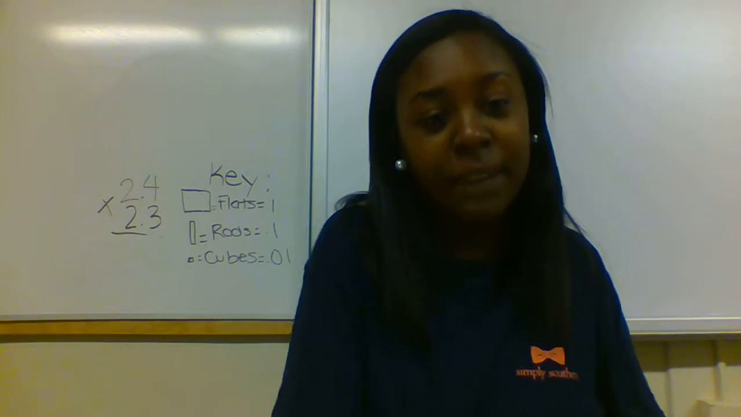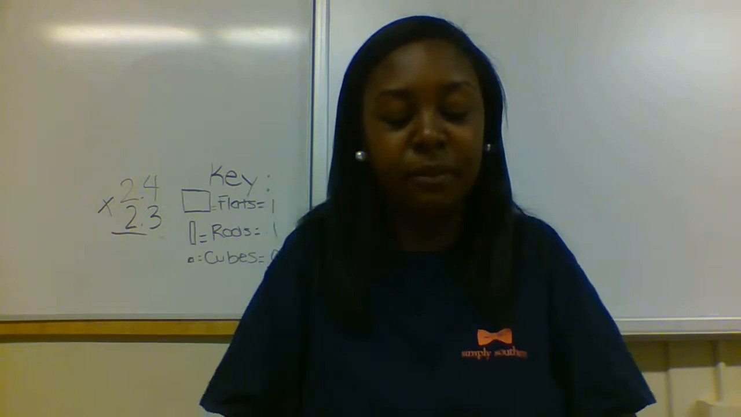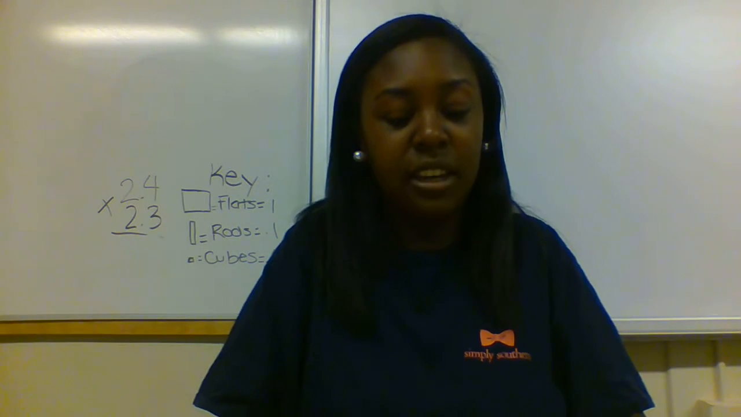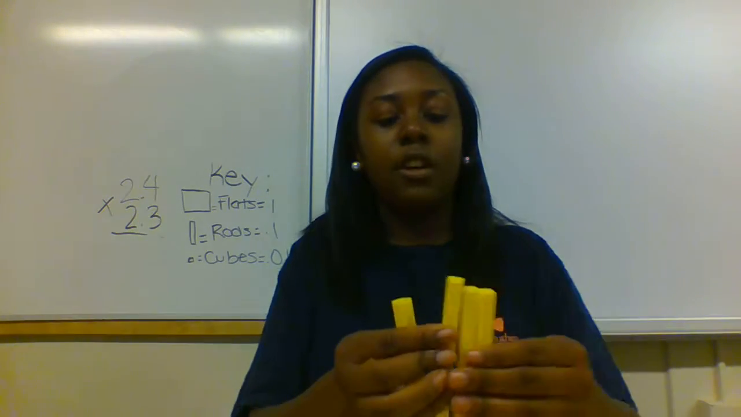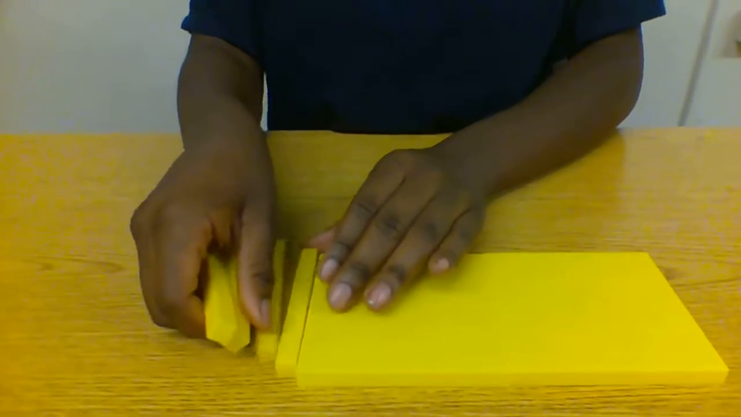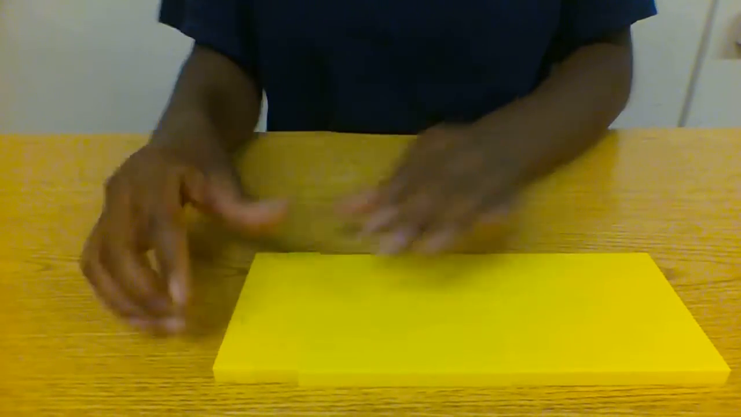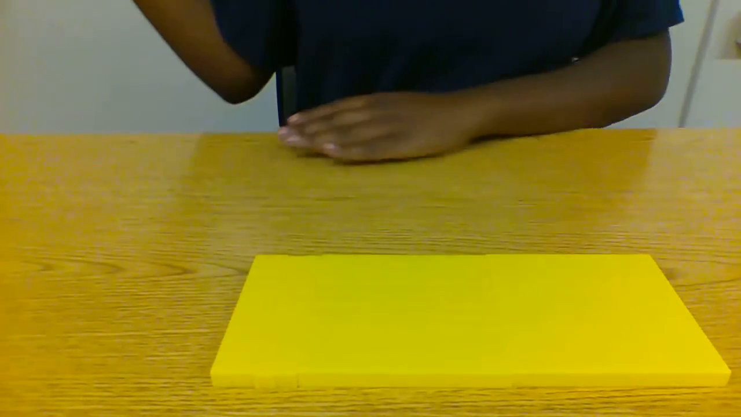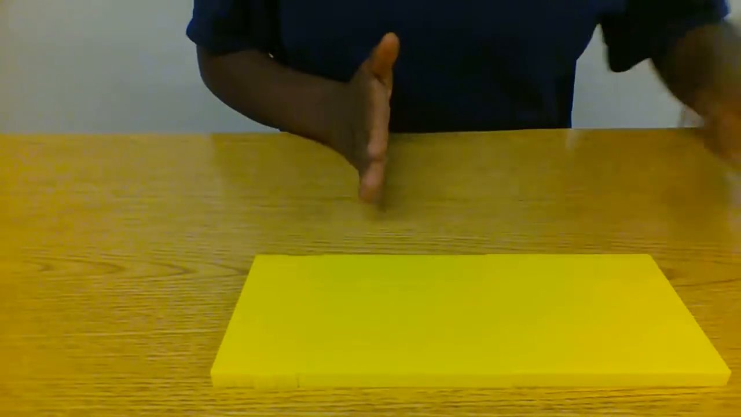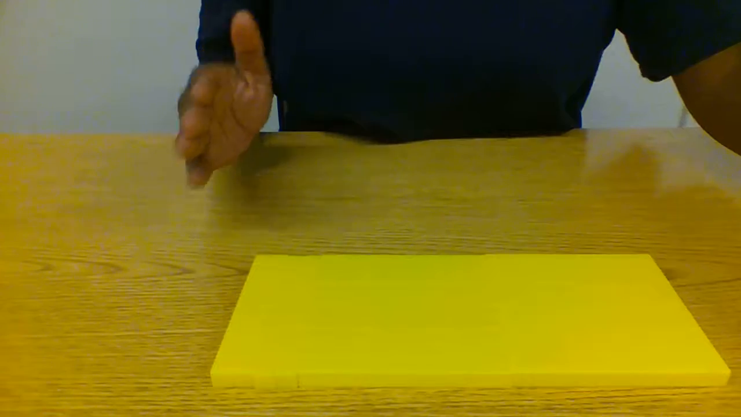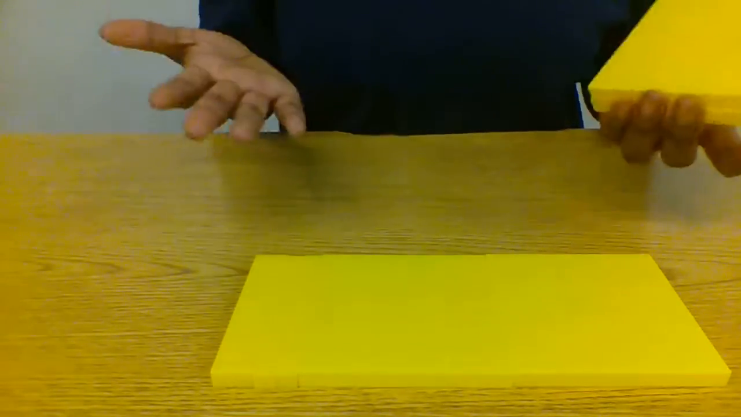To make a rectangular array, we're going to start with our two flats, which both represent 1, and we're going to make that horizontally with 2 flats and 4 rods. Once we have 2 and 4/10 represented, we're going to make 2 and 3/10. And we're going to represent this vertically because this is what we learned when we began to multiply our whole numbers.